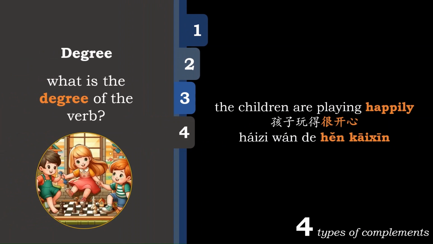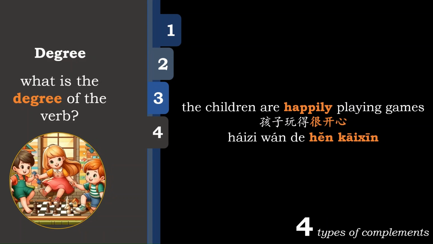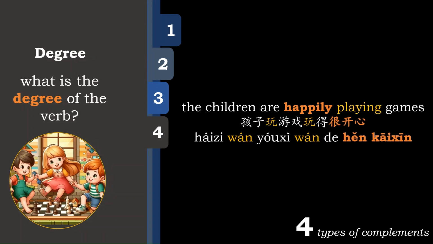Here's another example. The children are playing happily. 孩子玩得很开心. Again, there is no object in this sentence, just the subject, verb, 的, and the complement. Well, how about this sentence? The children are happily playing games. In this sentence, the object is games. So we can repeat the verb, 孩子玩游戏玩得很开心. Or we can move the object towards the front of the sentence. 孩子游戏玩得很开心. So notice in this instance how the object doesn't come right at the beginning like it did in the last example, but rather it comes after the subject.